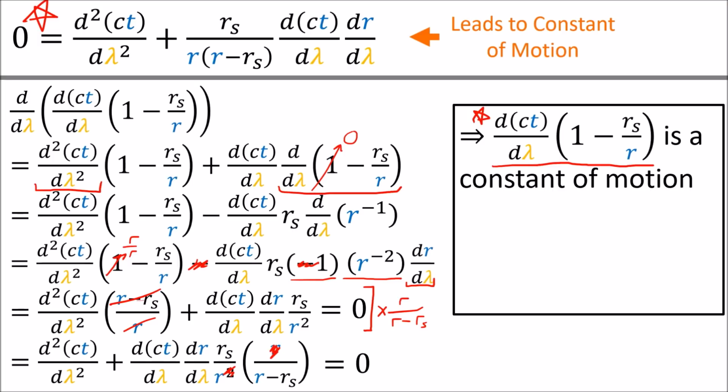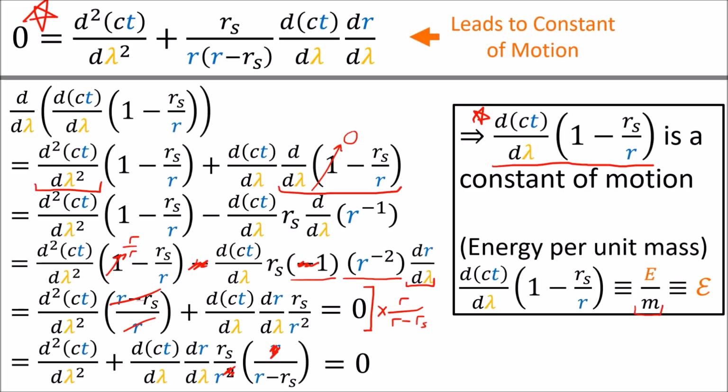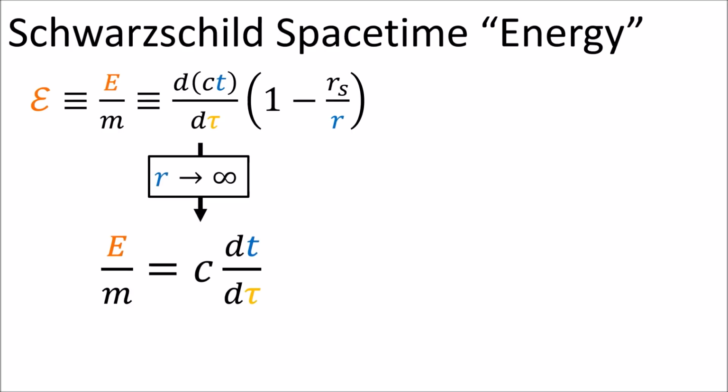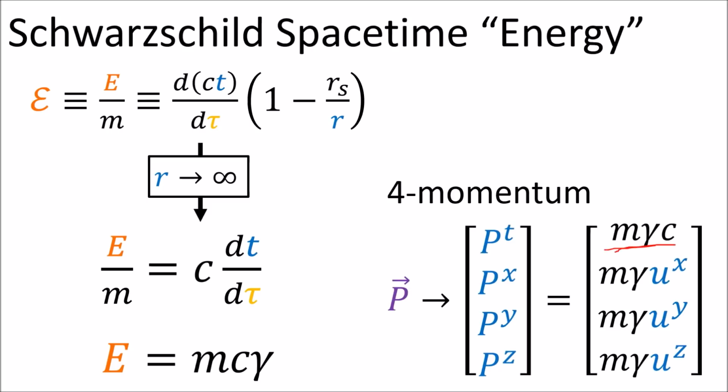This constant is sort of like the energy per unit mass, which we will denote by curly E. If we look at this constant of motion very far away from the mass as r approaches infinity, and rewrite dt by d tau as gamma, and multiply by mass, we see that this value is the time component of the 4-momentum vector from special relativity. So this is one reason why we refer to this constant of motion as energy.